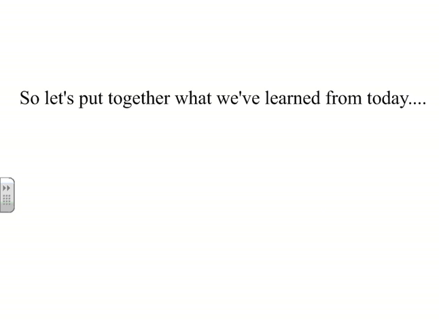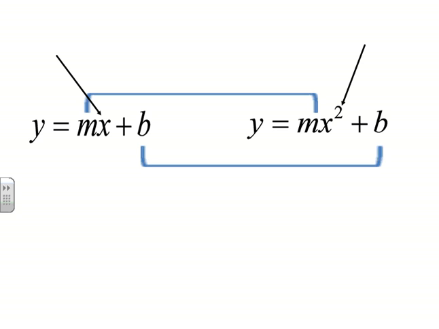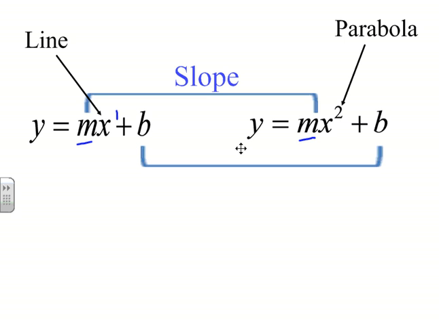So let's put together what we've learned from today. When we're looking at the structure of y equals mx plus b, we can take a look at what's happening in terms of the x when it's to the first power. When it's to the first power, we know that it's a line. When it's to an x squared, we know that we're going to get a parabola. We know that when we look at these letters, m represents the slope. And when the slope is a large number, it's going to become steeper, narrower. When it's going to become a small number, the line gets flatter, or the parabola gets wider.